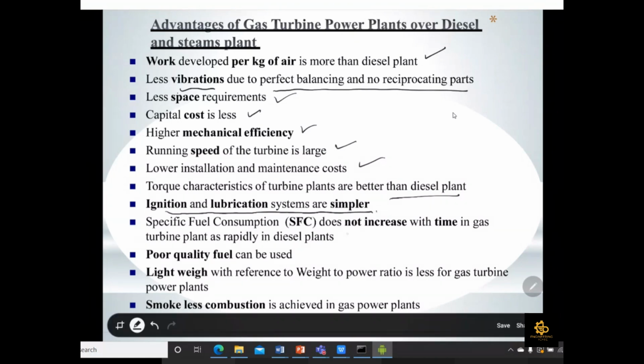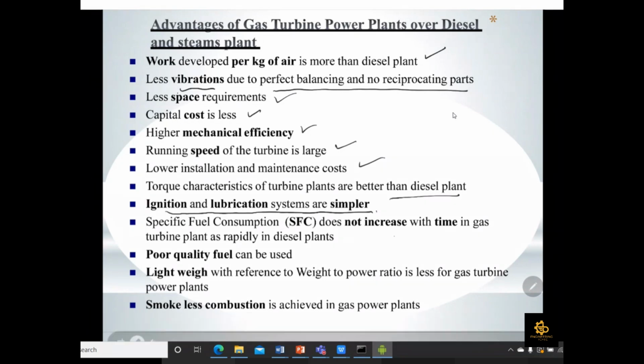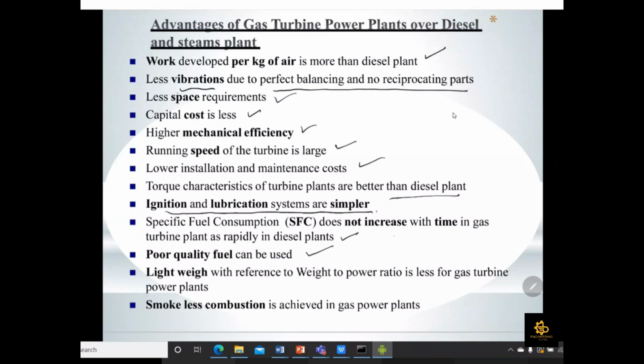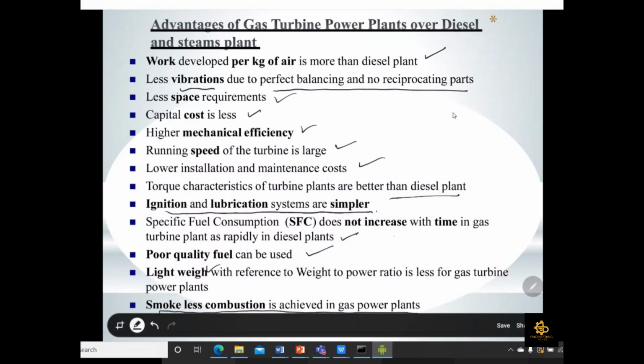Specific fuel consumption does not increase with time in a gas turbine power plant as rapidly as in the diesel plant. Poor quality fuel can also be used, it is lightweight, and smokeless combustion is achieved in the gas power plant. So these are some basic advantages of gas power plants in comparison to diesel and steam power plants. Now we will see some disadvantages as well.